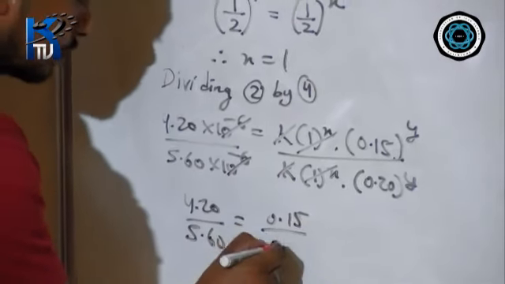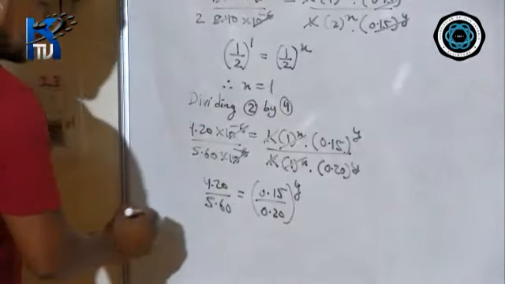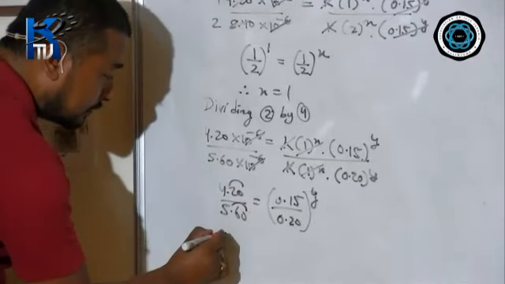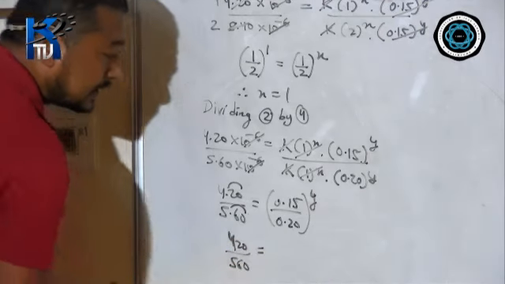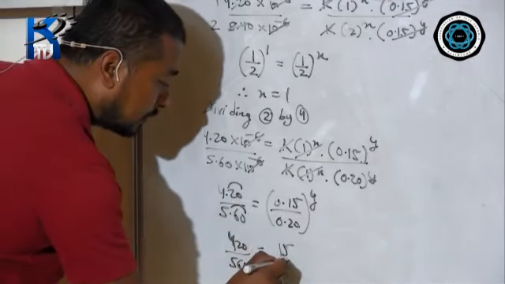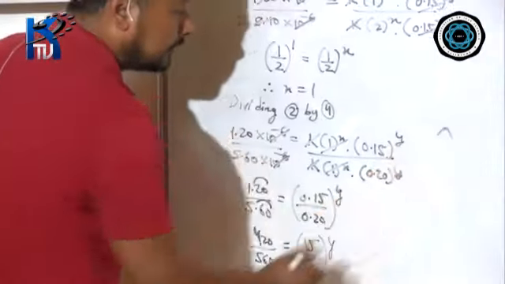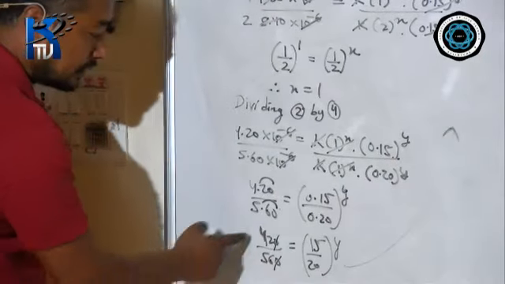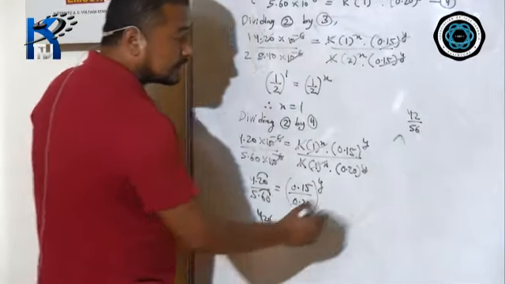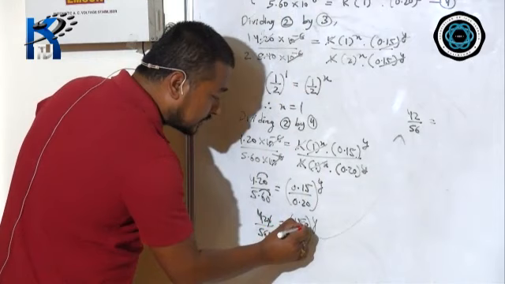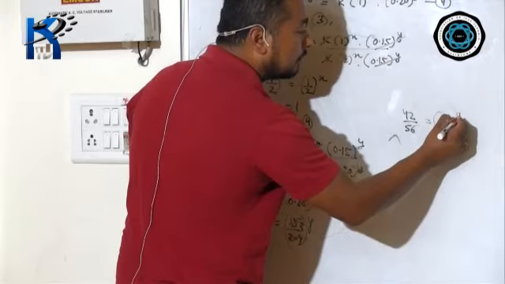and that side 0.15 by 0.20 to the power of y, because the power y is common to both. Now remove 2 points from here. If you remove 2 points, it will become 420 upon 560, and that side it will become 15 upon 20 to the power of y. Now you can cancel this 0 and 0. So what remains here is 42 upon 56, and this side if you cancel with 5, 5 3s are 15, 5 4s are 20, so it will become 3 by 4 to the power of y.